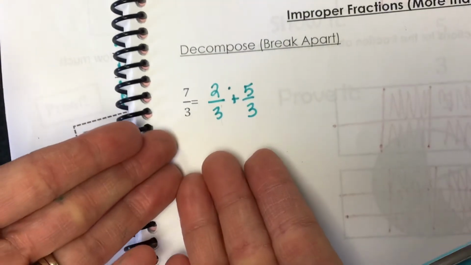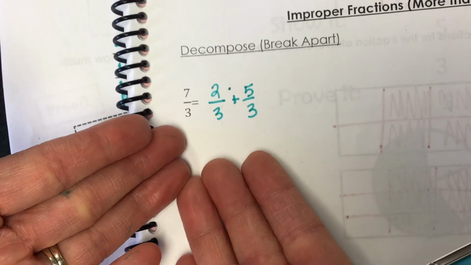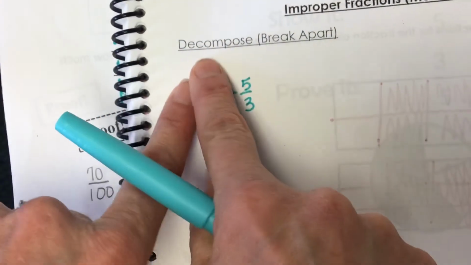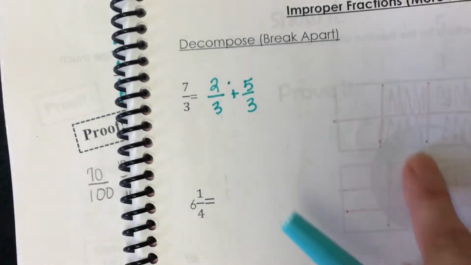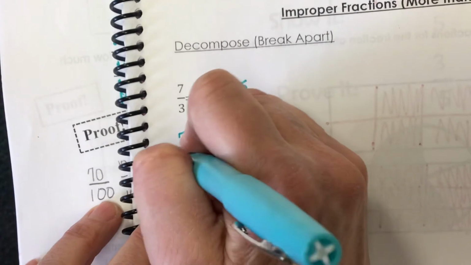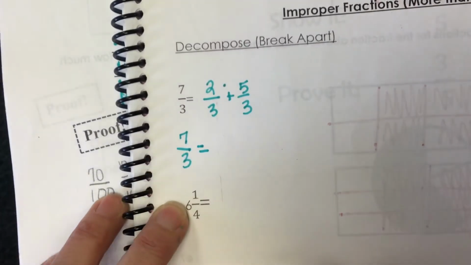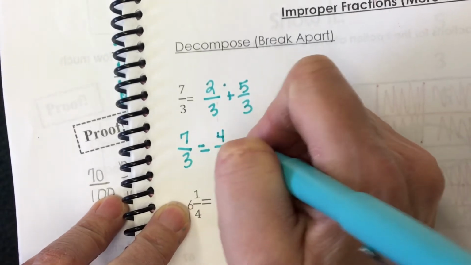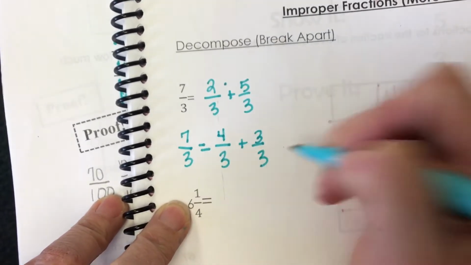Again, on this one, some of you guys turned it into a mixed number. You have to follow the directions. It says to decompose or break apart the fraction. Penelope, what did you do for 7/3? I did 1/3 plus 4/3 plus 2/3. Very good. Does anyone else have one they want to share?